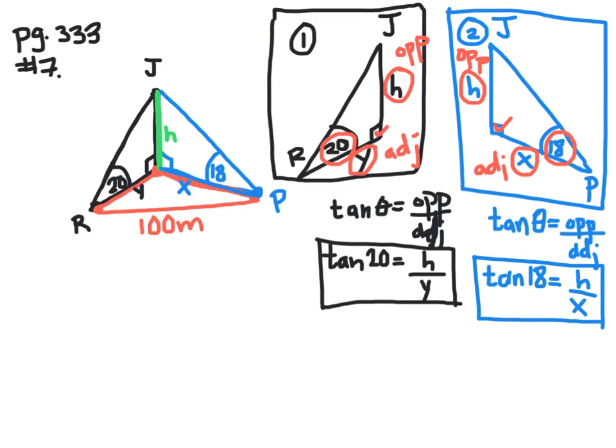Now, let's take a look at the last triangle. The last triangle, the red triangle, looks like this, and it's a bird's eye view. And we have that this is 100 meters. We have that this side length over here is y, and we have that this side length over here is x.